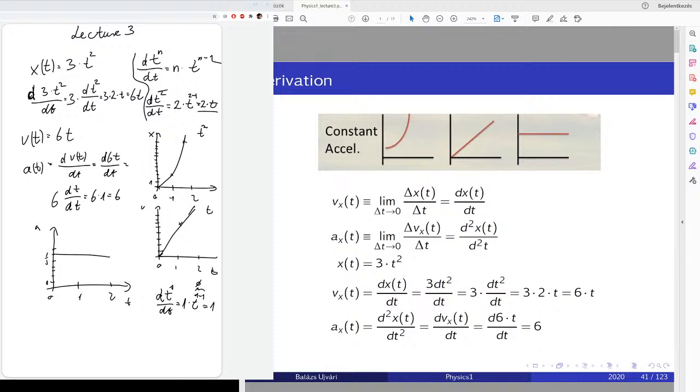So if we know the x(t) function, we will know the v(t) and the a(t). On the test, I will ask you to derive and also to show on a graph how the motion looks. I hope you are more or less familiar with the derivation. If not, all you have to know is how to derive a polynomial function.